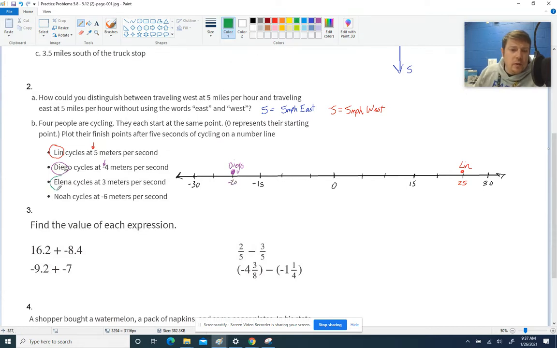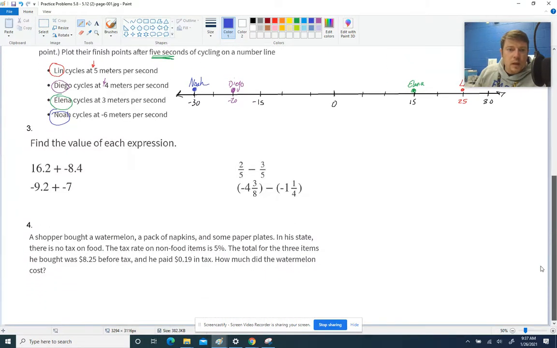We got Elena, do her in green. She's doing 3 meters per second, 5 times 3, because we're doing 5 seconds. 5 times 3, she would land here at 15. And we go to the right because she's positive. So this is Elena. She ends up at positive 15. And then the last person we're going to do is Noah. Noah will have in blue. He's going west. He's going left on the number line, 6 per second. And we're doing 5 seconds. So 6 times 5 would land Noah over here at negative 30. There we go. We plotted them all on a number line.